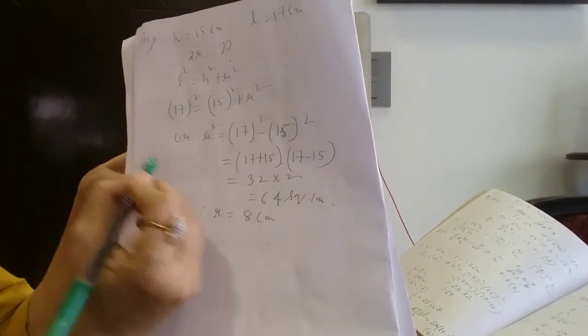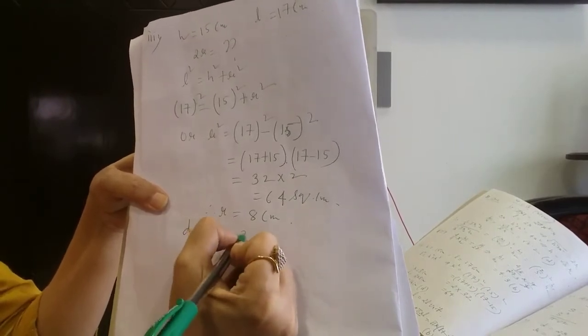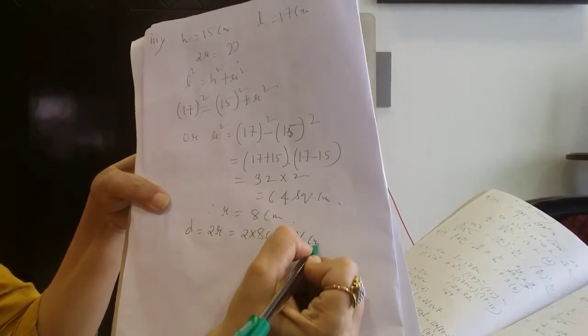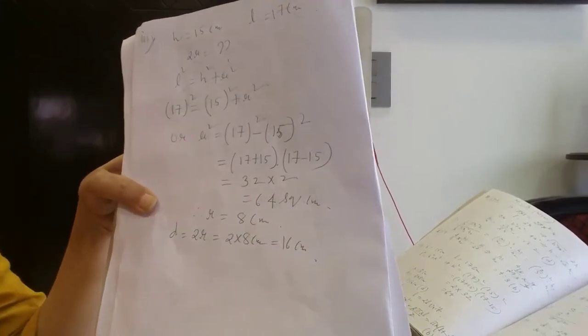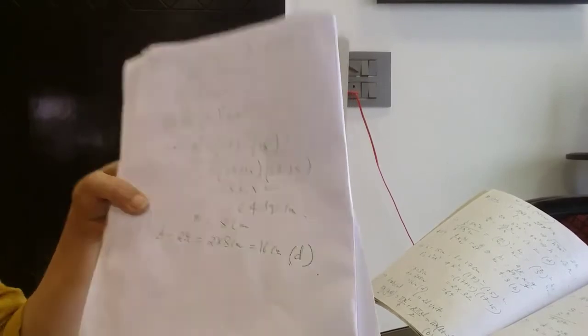Now what to calculate? You have to calculate the diameter. Diameter means 2r, so 2 into 8 centimeter, that means 16 centimeter. Your correct option is D. Now number 4.